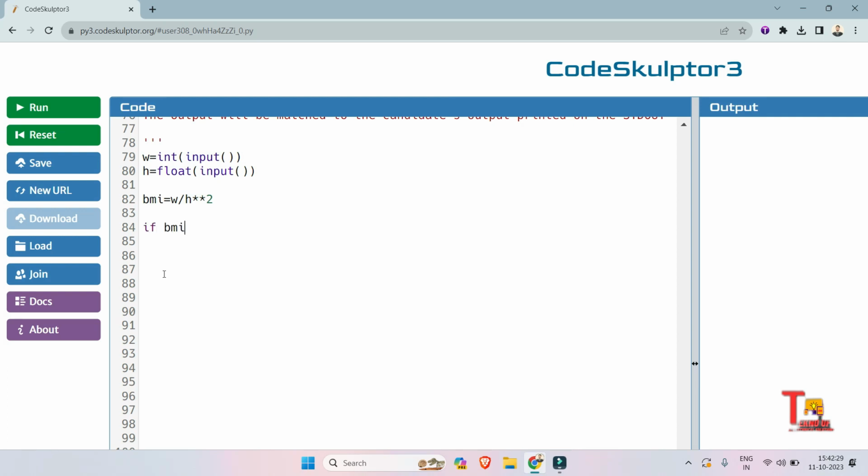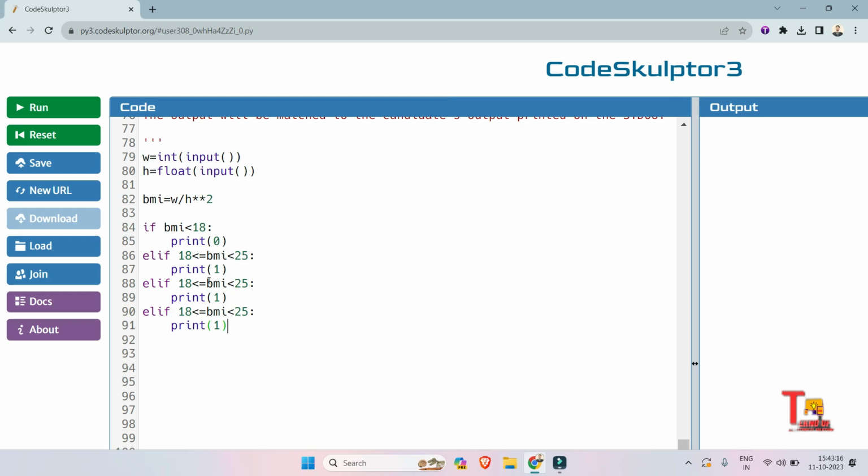So if BMI is less than 18, then we will print what? We'll print 0, right? Else if BMI lies between 18 to 25, sorry, 24, then we will print 1, right? So 18 to 24. Right, so we will print 1. Just we have to copy that and paste that so that our work will be more efficient, right?